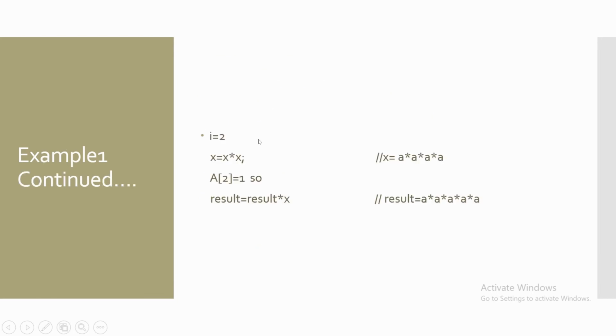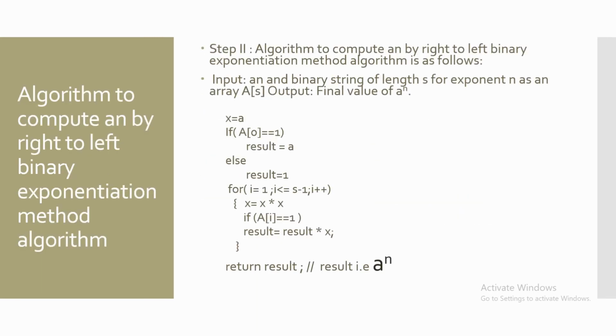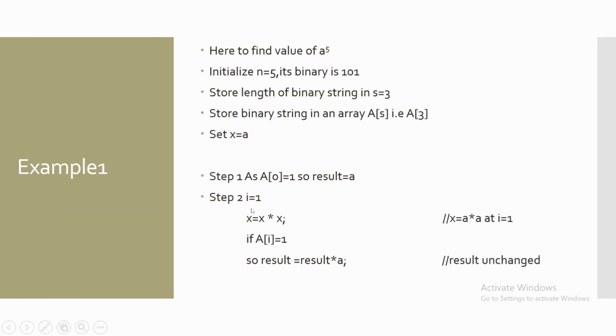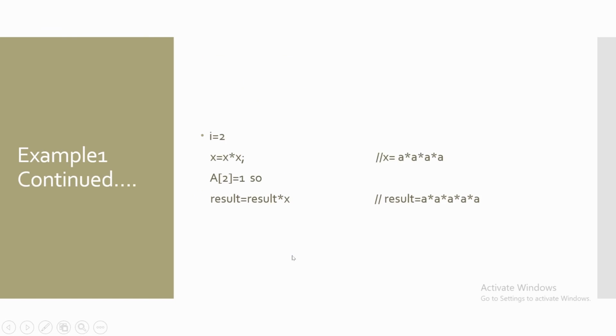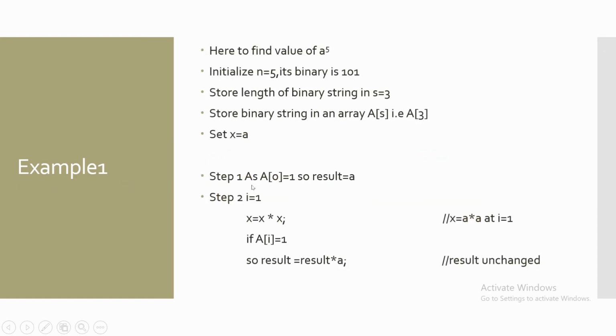If i is equal to 2, so at i equal to 2, our value will become x equals x into x, right? So according to our algorithm, as we have done the first iteration at i equal to 1, again x is multiplied by x and the condition is checked. Same here, x is multiplied with x and then the condition is checked at the a2 position. Here you can see this is the 0 position, this is 1 and this is 2.